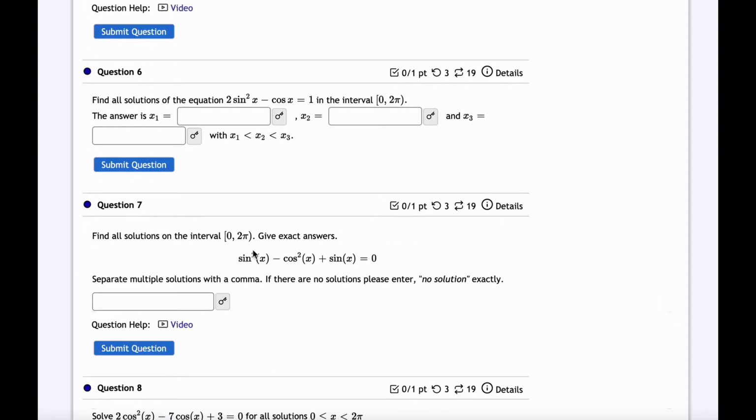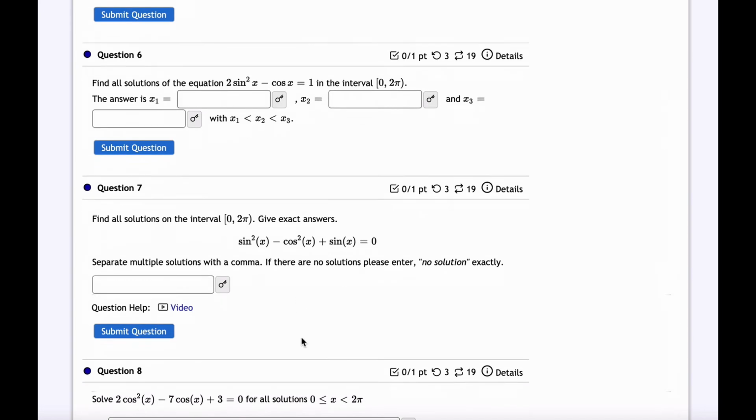7's kind of like 6. You got sine squared, and then you got cosine squared, and then you got sine here. So we have sines here and here, but these are cosines. Maybe you could think about changing these cosine squareds into sine squareds using your Pythagorean identity, and maybe that would give you an equation that you could solve. In fact, I think that equation is going to be really similar to this equation, but what are you going to do? Then we get to question 8.